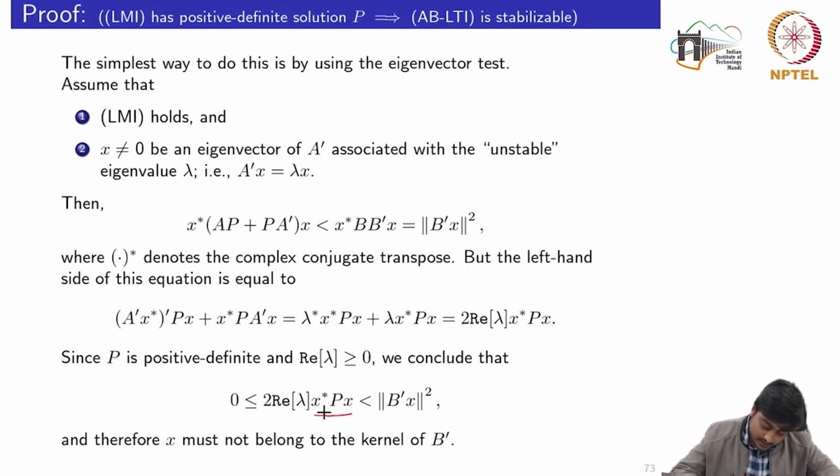But since lambda we are having on the right hand side is also positive, and from this inequality, this linear matrix inequality, we would have this less-than part, which would always be greater than or equal to 0. Okay? And therefore x must not belong to the kernel of B transpose. If x happens to belong to the kernel of B transpose, we would have B transpose x equal to 0, right? But it is not equal to 0.